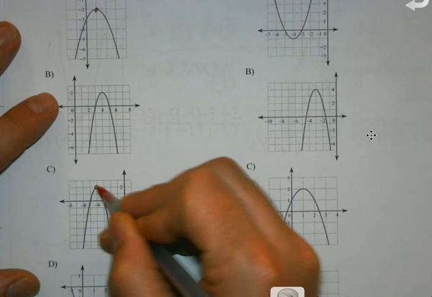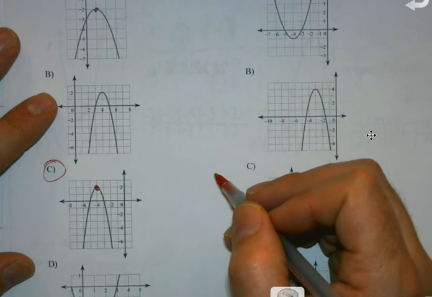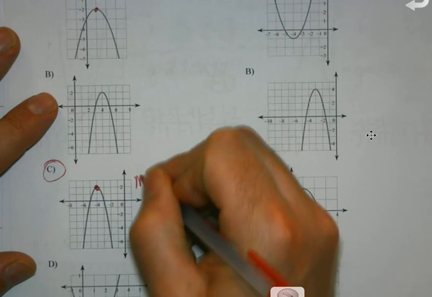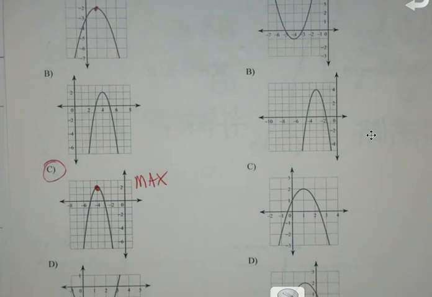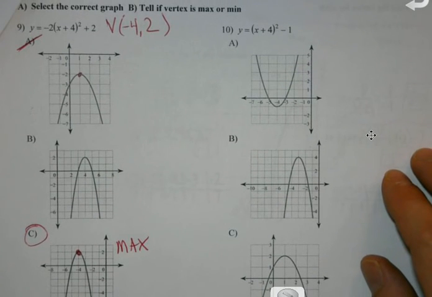-4, 2. I agree. It's C, but is my vertex a max or a min in C? It's a max. Oh, these are going to be good quiz scores. Like, yes, they are. Even you're confident. All right.